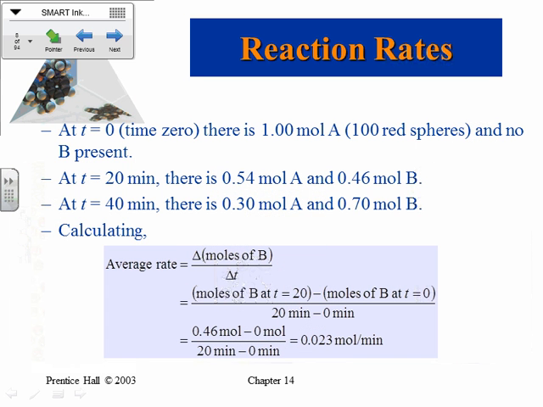So at time 0, let's say there's 1 mole of A, which is 100 red spheres, and there's no B at all. Okay, at time 20, then we've got 0.54 moles of A and 0.46 moles of B. At time 40, and these are minutes, then there's 0.30 moles of A and 0.70 moles of B.